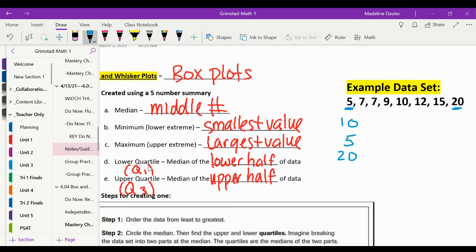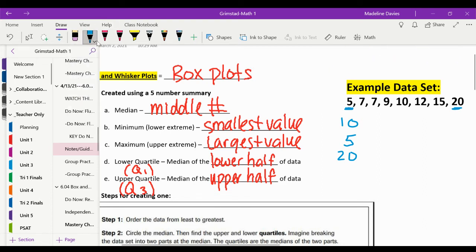So we have the lower quartile. Think about what the word quart means. Quart is 4. So we're looking at a data set that is split into 4. So 1, 2, 3, 4. After we find our median or our middle value, we're then going to be finding basically the middle of the lower set of data. This will make more sense as we actually start plotting.